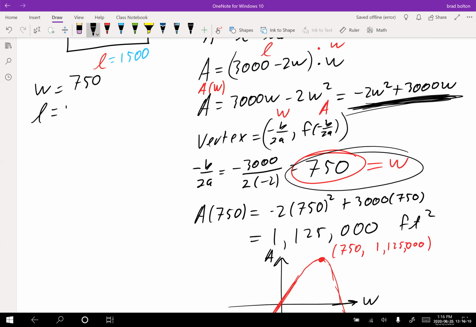So L is 1,500 feet. And that would be our answer. And I don't want you guys to guess. There are ways to guess this. I don't want you guys to try to guess. If I ask you on the test, you have to show me your work. You can't just all of a sudden magically say, oh, I have 750 feet and 1,500 feet. On the exam, you have to show me this work, okay?